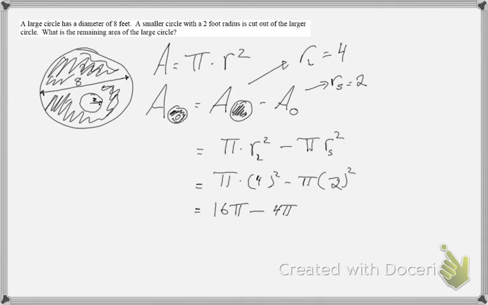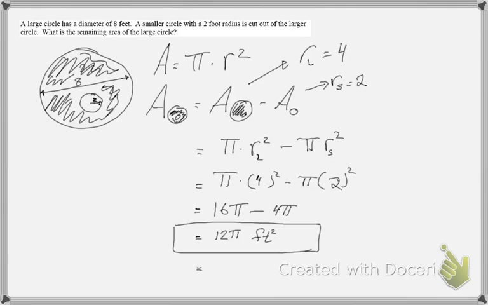And if I treat pi like a variable, this is kind of like having 16x minus 4x. That will give me 12x, or in this case it would be 12 pi. So this is one of the answers that you might have. It's equal to 12 pi with my units square feet. This answer is exact, and it is written in terms of pi. You may be asked to find that on the test.